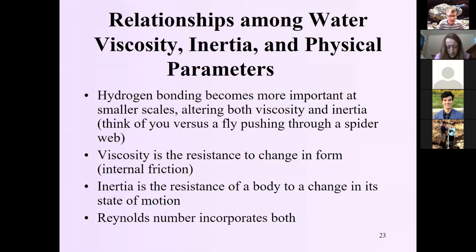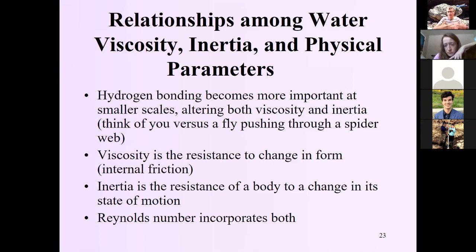So now we're going to get into some stuff about Reynolds number, and this is stuff that perhaps you've not had in other places, but it's really important as far as the way organisms have evolved to operate in their natural environment. And it tells us a lot about the way systems work. And the reason for this is that hydrogen bonding tends to become more important at smaller scales. And this alters both viscosity and inertia.